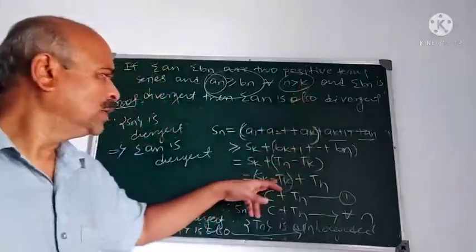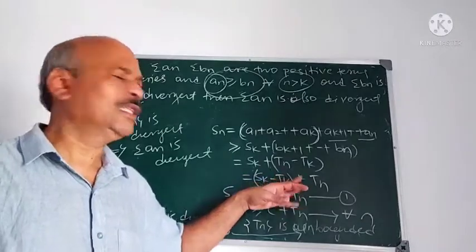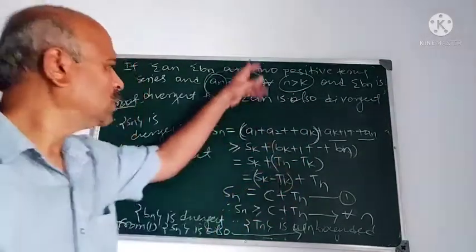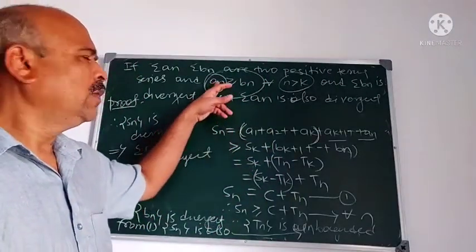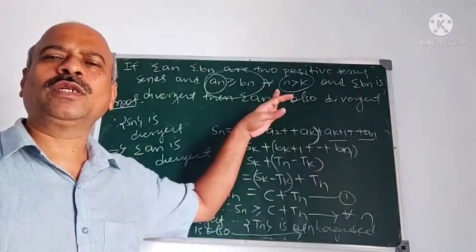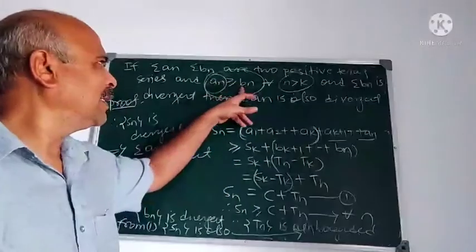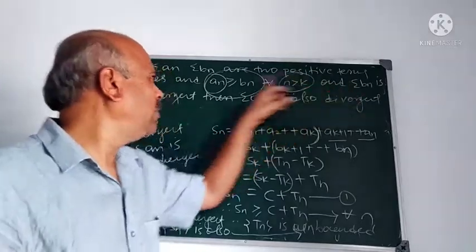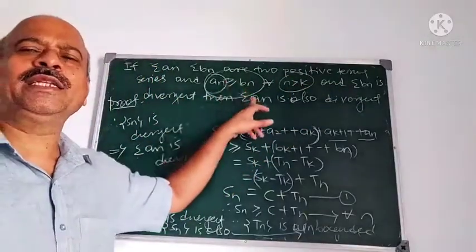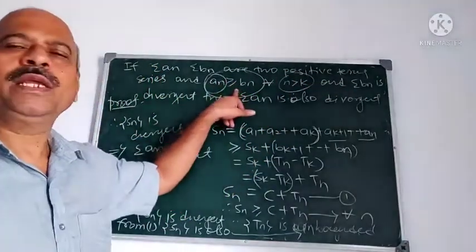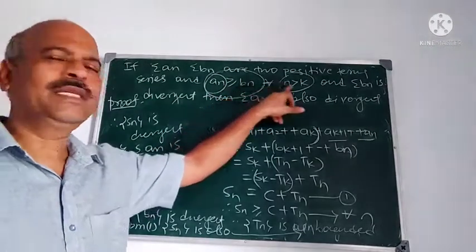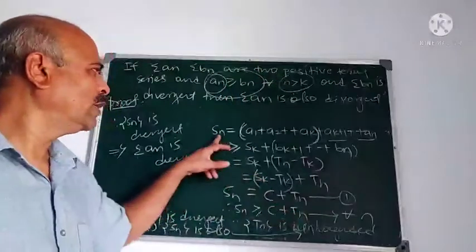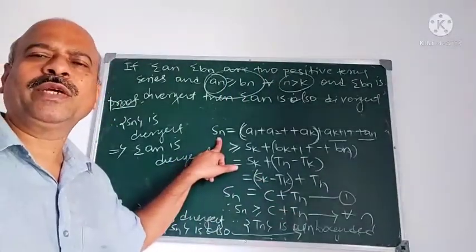So in the case of infinite series, the concept of sequences is also very important. Say what we have proved here. If sigma an and sigma bn are two positive term series and an is greater than or equal to bn for all n greater than k, and sigma bn is divergent, then sigma an is also divergent. Here an is greater than or equal to bn, sigma bn is divergent, so sigma an is also divergent. How have we proved this one? We have used the definition of infinite series.